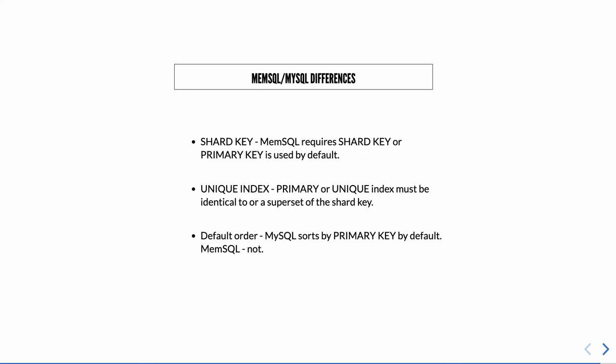So it's an obligation of MemSQL. And default order: MySQL sorts data by primary key by default. But actually, the SQL standard doesn't guarantee such behavior, and MemSQL can return data in any order. So if it's important for you to show results in a specific order, you need to define this order specifically in the query.